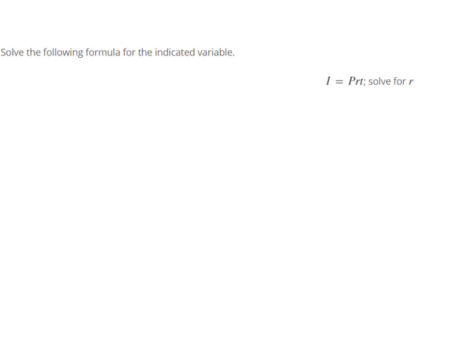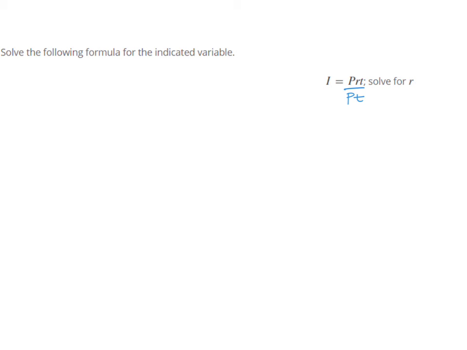All right, let's try some different types like this. This one, instead of having a bunch of addition on it, has a bunch of multiplication. So we have I equals PRT, and we're supposed to isolate the R and get it solved for R. And you can see that the R is being multiplied by the P and the T. So I want to divide by the P and the T. Now this works beautifully since all you're doing is multiplying.